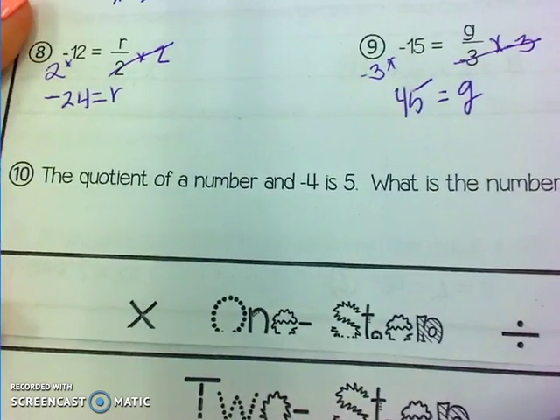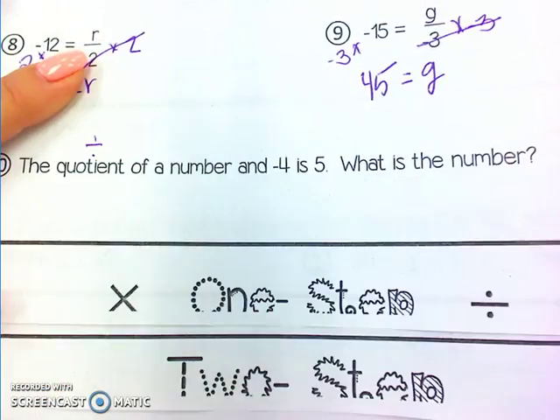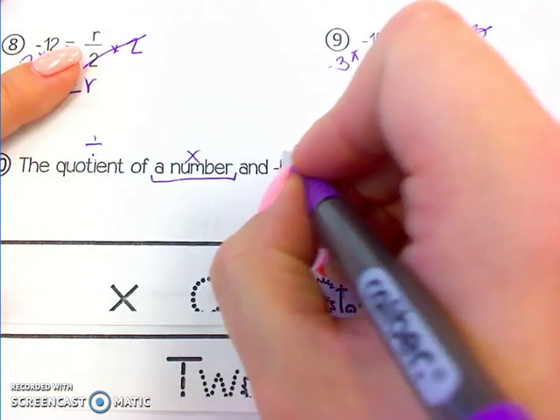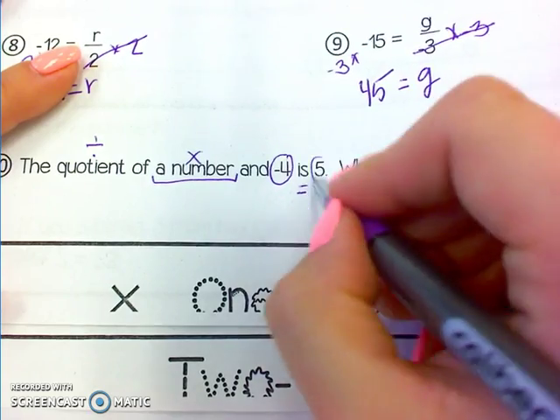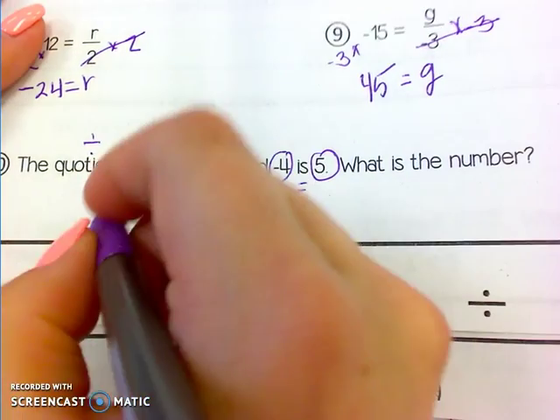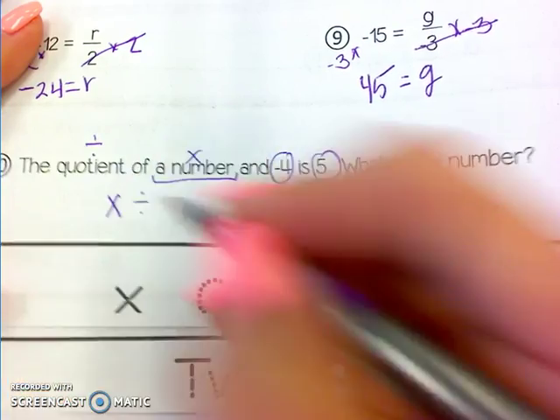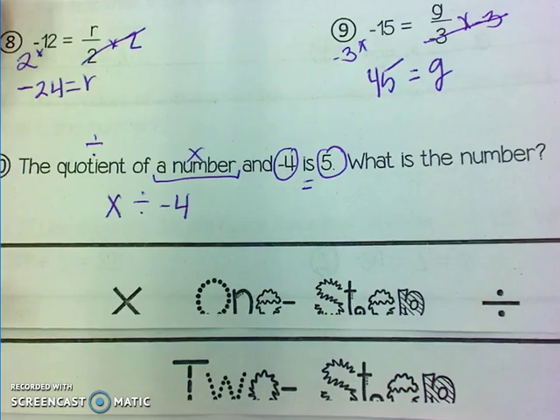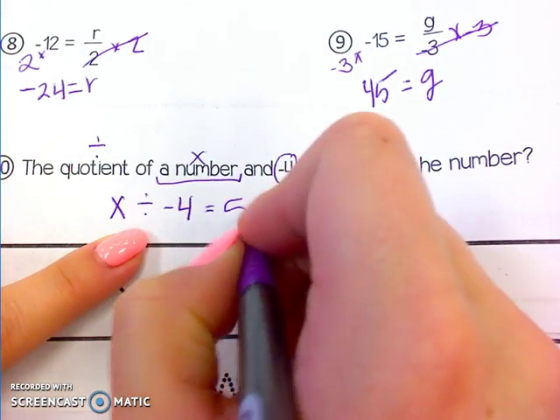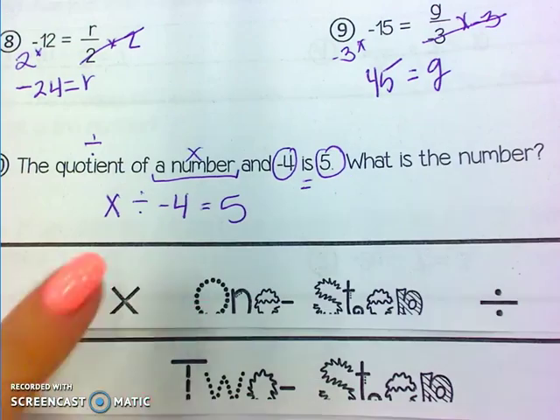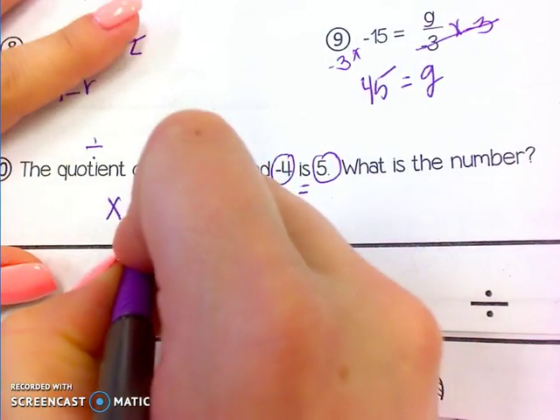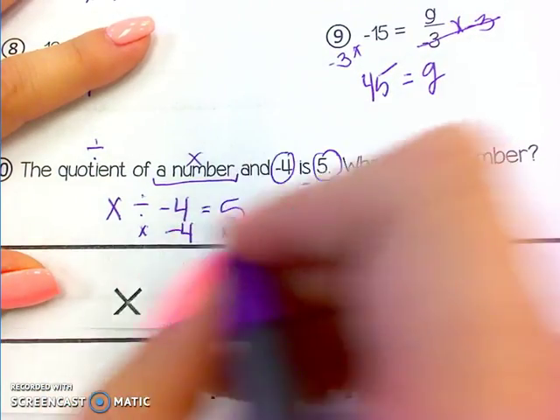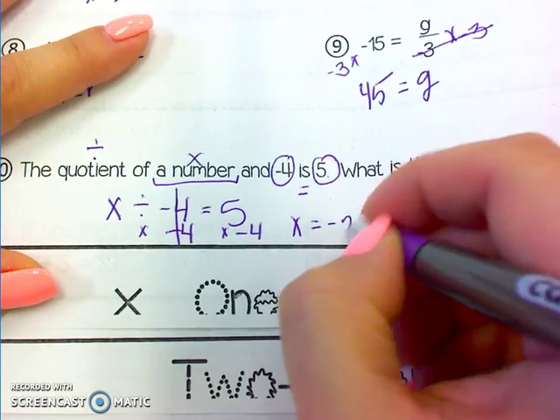And the word problem. The quotient, meaning division, we know that, of a number, that's my unknown value, x, and -4 is 5. So what has to come first? The variable divided by -4 is 5. Okay, so my inverse operation is to multiply by that -4, and I'm left with x equals -20.